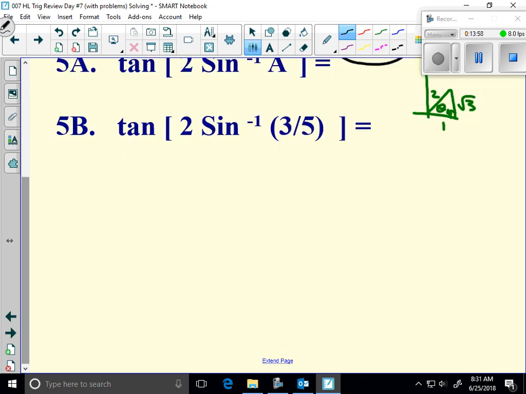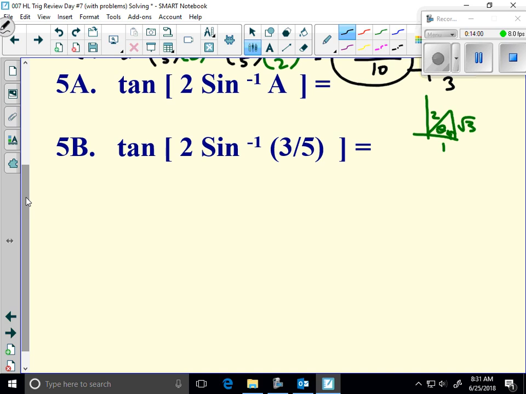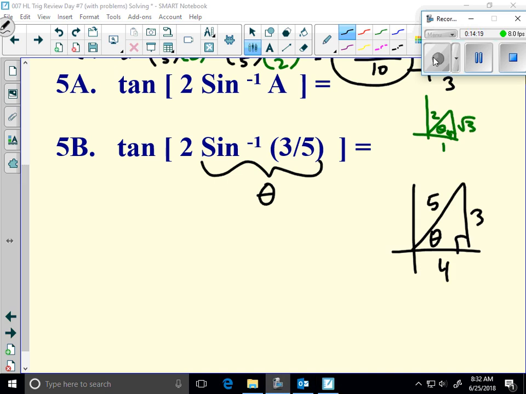All right, why don't you take a moment, although we're jumping into tangent. Why don't you take a moment and try 5B, okay? My hint to you would be to write this as a triangle. So draw it as a triangle first and come back and check to see how I drew mine. Okay, so there's my triangle, right? It just yields me an angle.